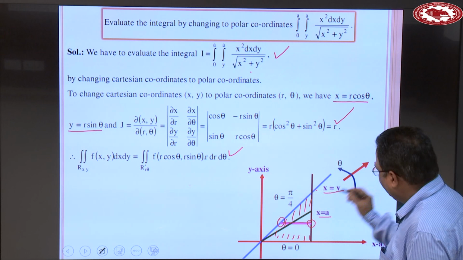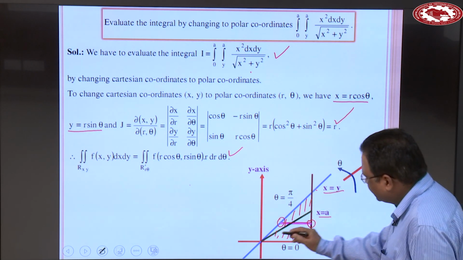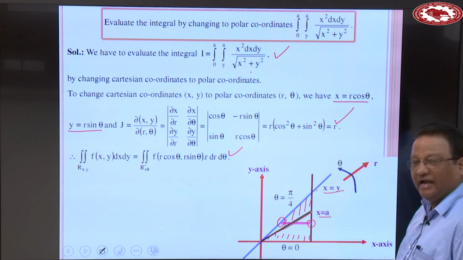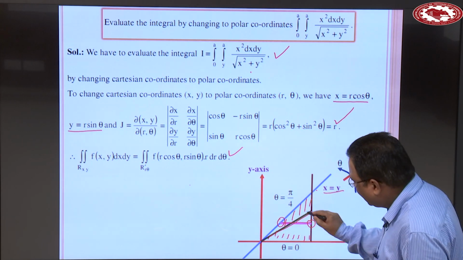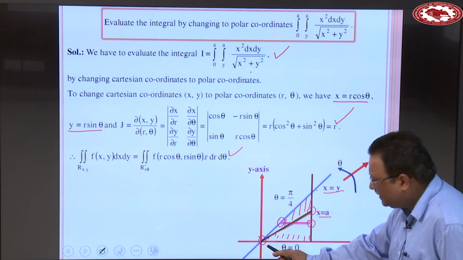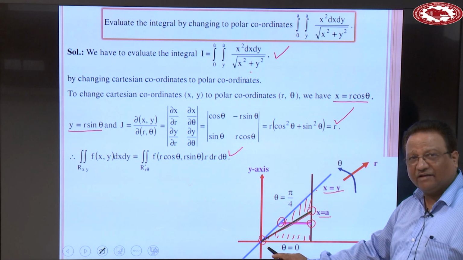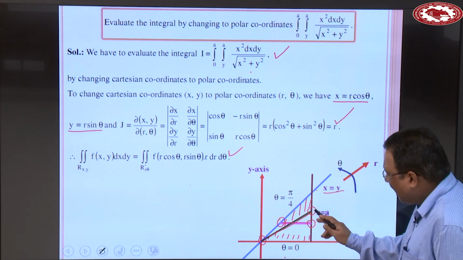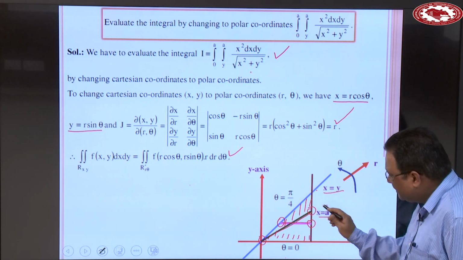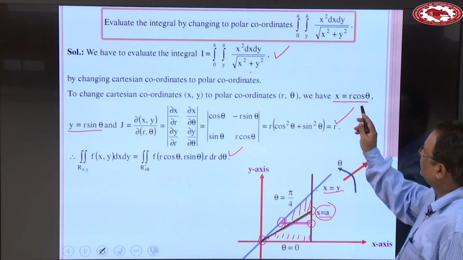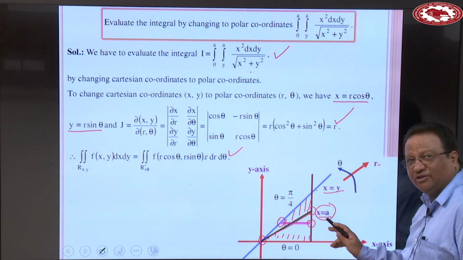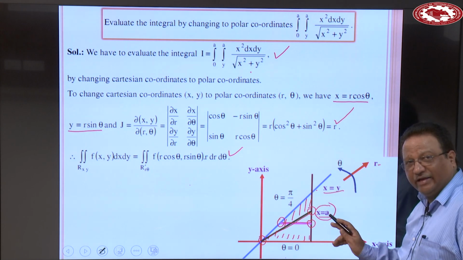What do we have to do for polar? r in this direction, theta in this direction. Suppose this one is a strip, and the strip goes from r1 to r2. r1 is 0, and here r2 we can evaluate using this equation. x is r cos theta, so r cos theta is equal to a. So what is r?